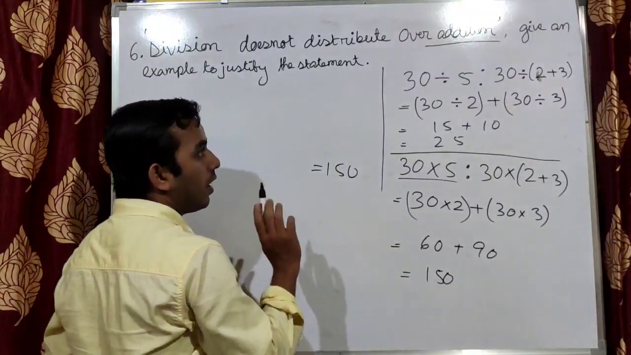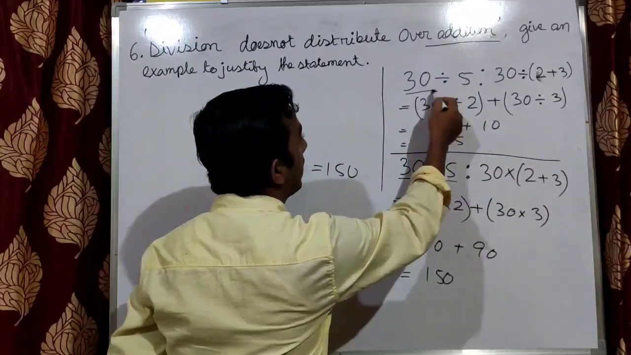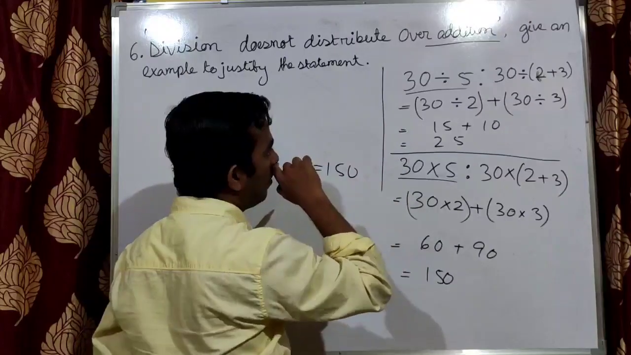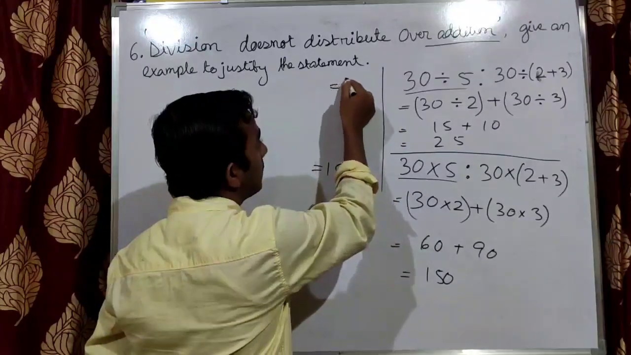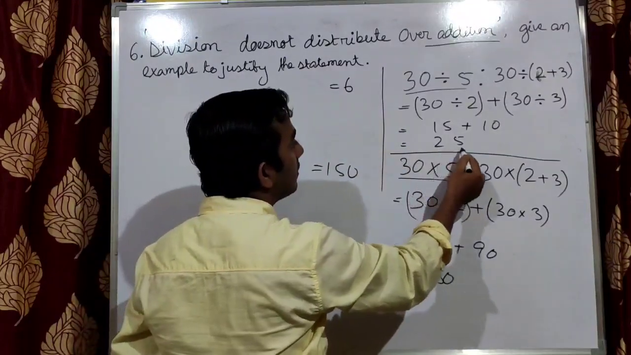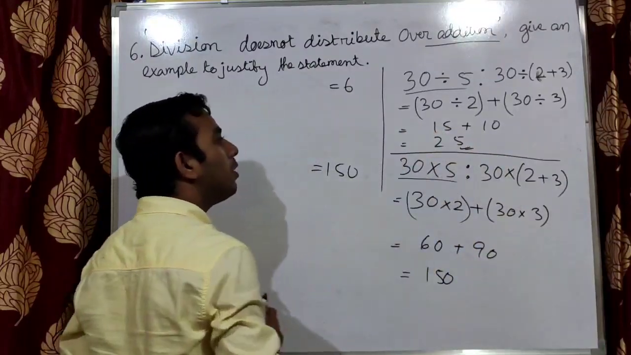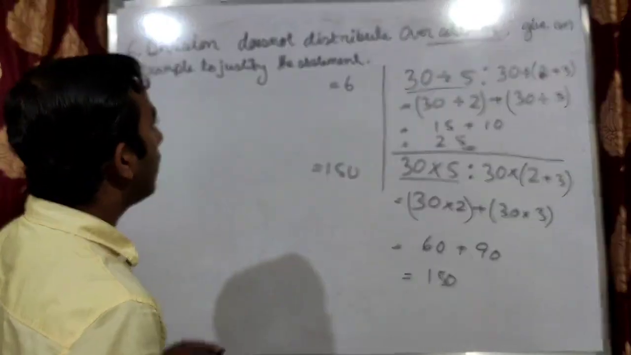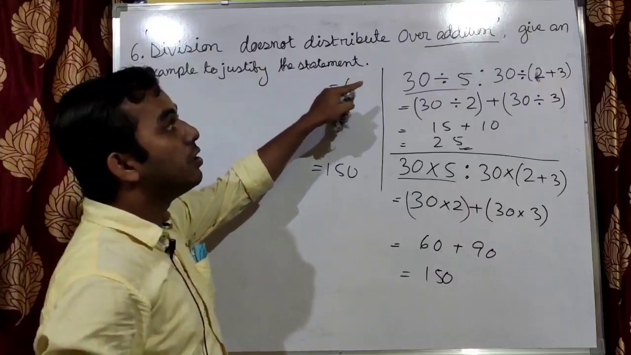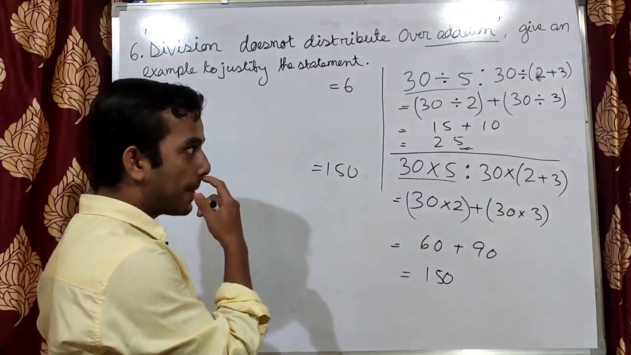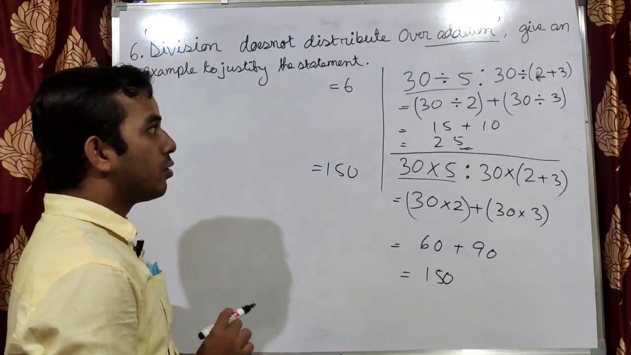Yes. Now for this case, when we divide 30 by 5, we get the result 6. But here the answer is 25. Is it possible? No, it is not possible. Therefore, division does not distribute over addition. Clear?